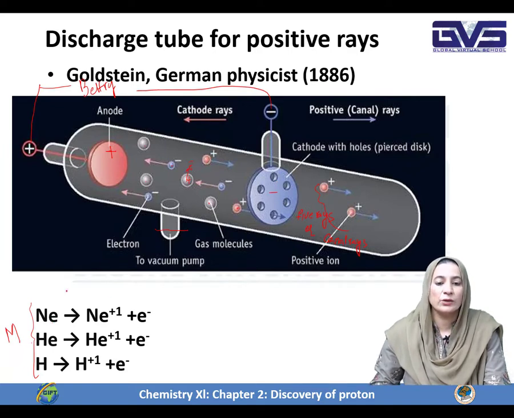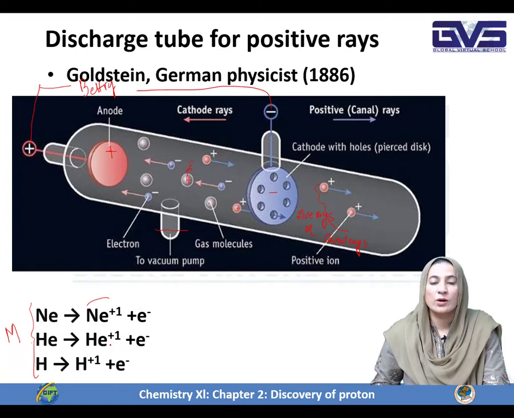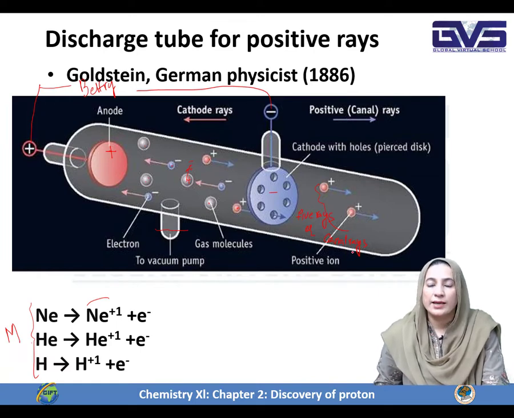If this is neon gas, when the cathode rays strike, they knock out an electron of the neon, and as a result it gets a positive charge. Similarly with helium: if one electron of helium is removed, it gets a positive charge. If the gas is hydrogen, when one electron is removed, it has a positive charge. Because they got positive charge, they start traveling towards the negative pole and pass through these canals, and on this basis they are called positive rays, or canal rays.